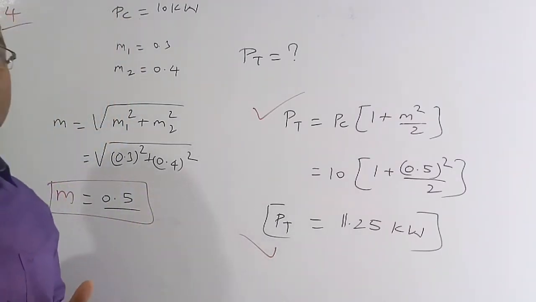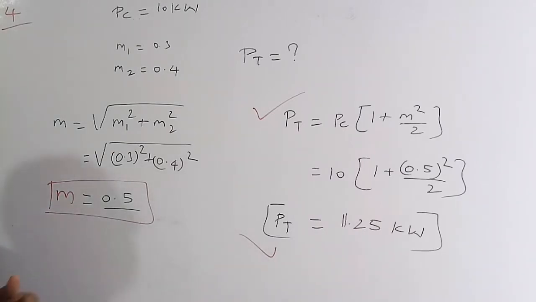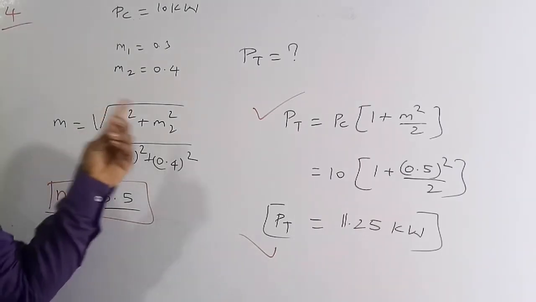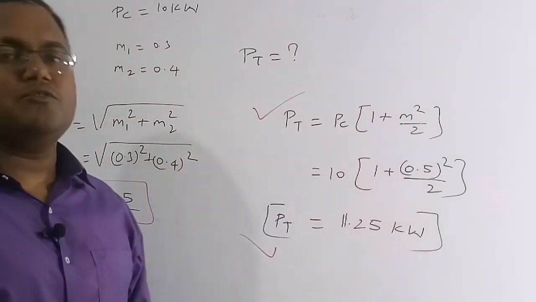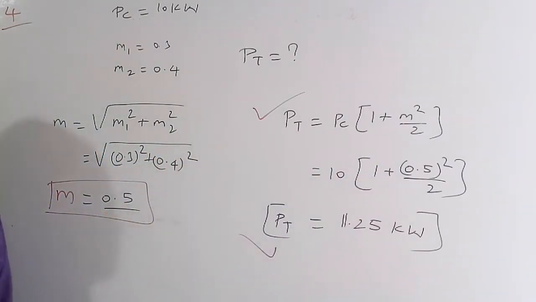So always we need to find the net modulation index, which means m is equal to the square root of m1 squared plus m2 squared. If you solve this one, which is very easy, we can solve the question. So this is the solution.